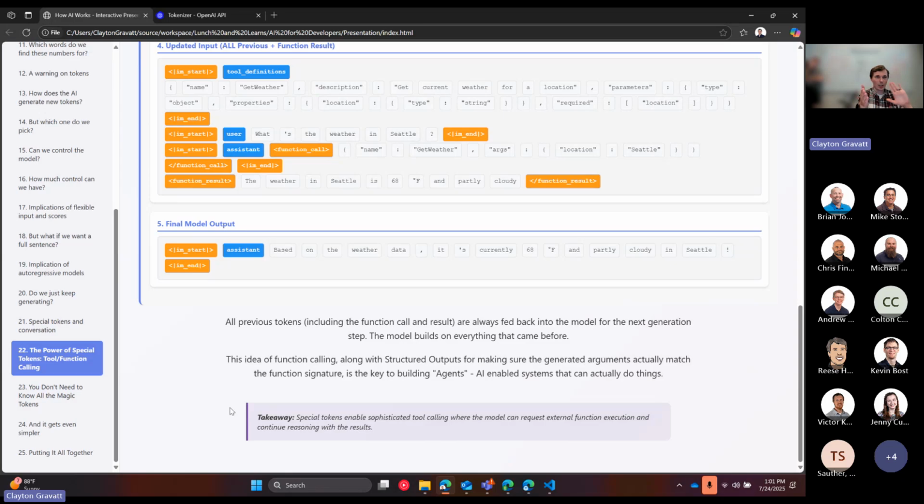So this idea of function calling, along with structured outputs for making sure that those generated arguments actually match that function signature, is the key to building agents, these AI-enabled systems that can actually do things. And it's all powered just by these special tokens. I think what's important is that this is enabling AI to call explicit deterministic code, or just code that can do things, both get more information or update the case status. This is how code can interact with that LLM. The LLM can help us do stuff with code.